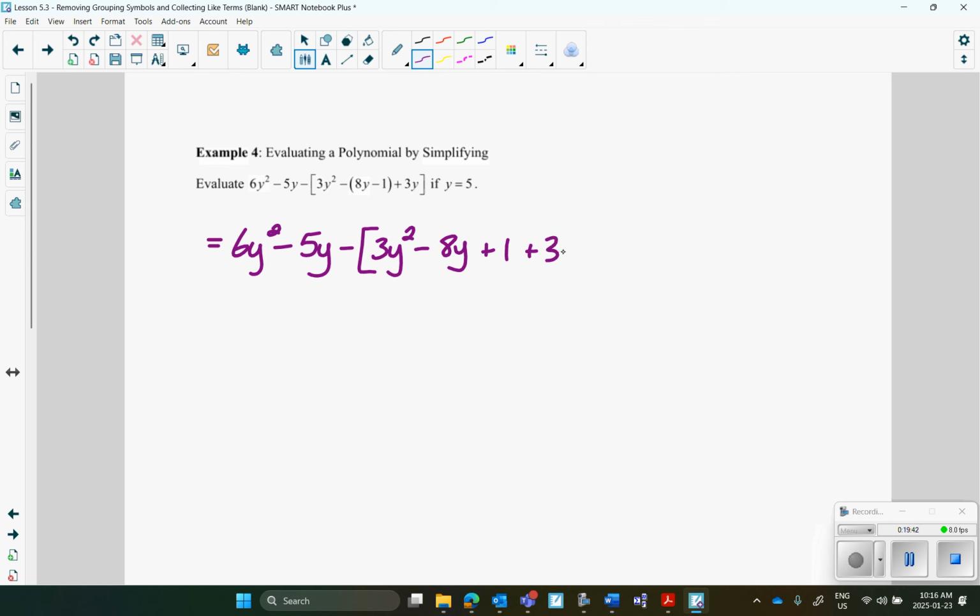Right. Good. There's a negative in front of those parentheses that changes the signs. There's a negative in front of the brackets, it's going to change the sign again. So I get minus 3y squared, then what? Minus 8y. Careful. Wait, no, positive 8y. Minus 1. Minus 3y. Good.